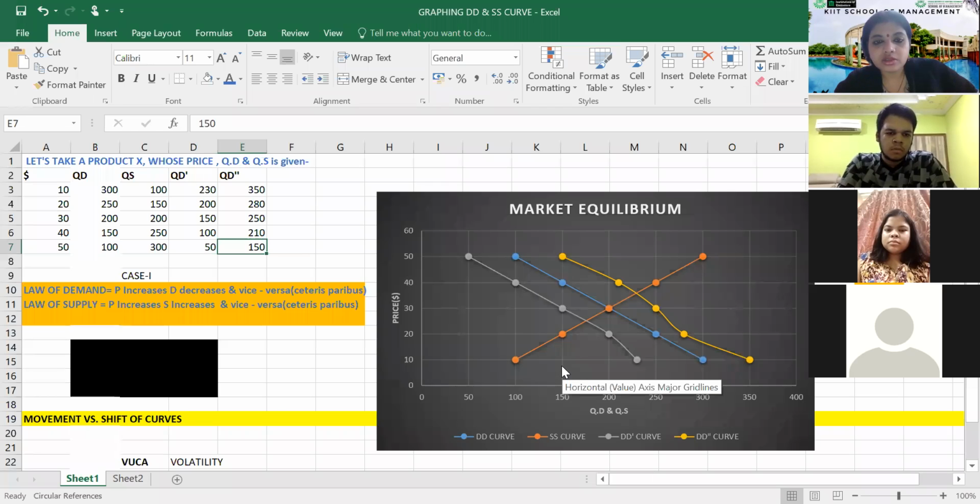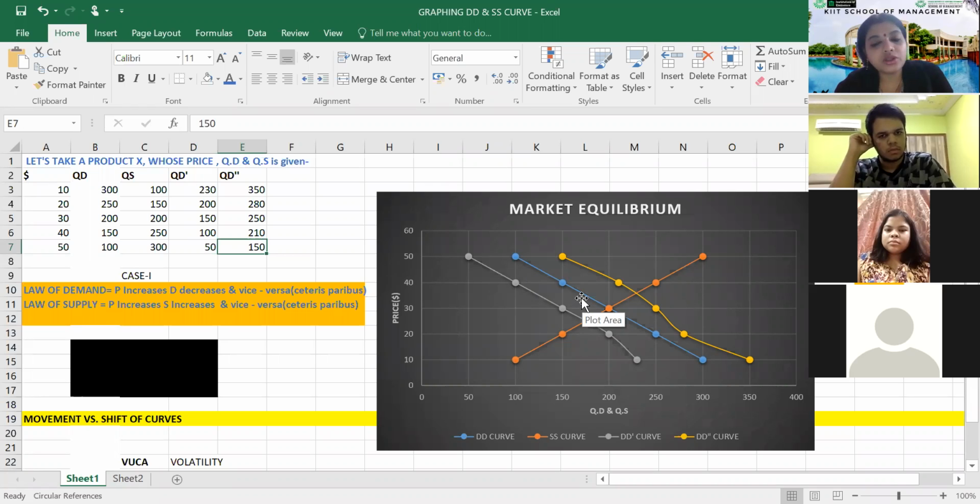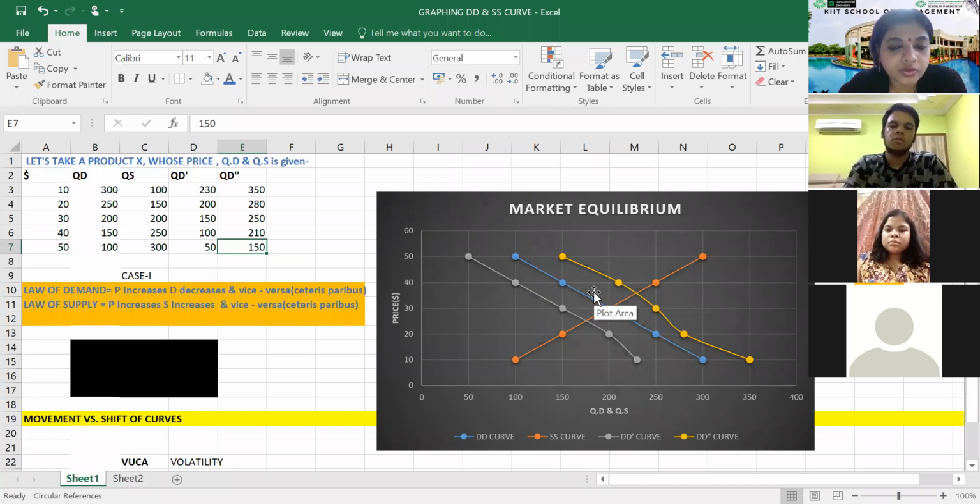So now the concept of shift versus movement. When you are talking about movement along the demand curve or movement along the supply curve, the factor affecting it is only price. The movement is from this point to this point along the same line. But the shift is a drastic change from the same line to another position. It is completely pushing you out from the original position to a new position. So that is what is known as a shift in the curves.